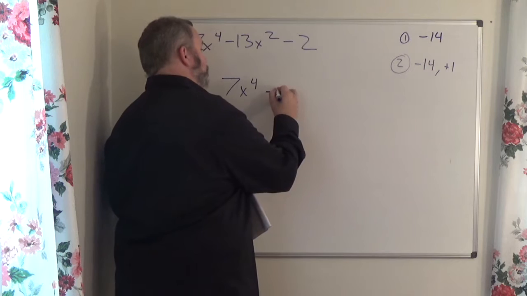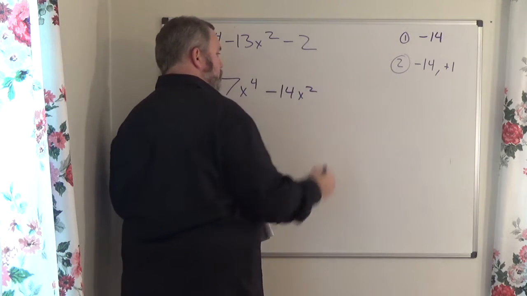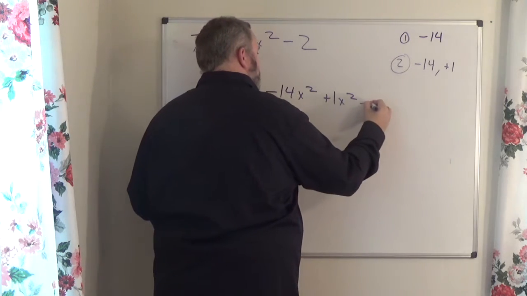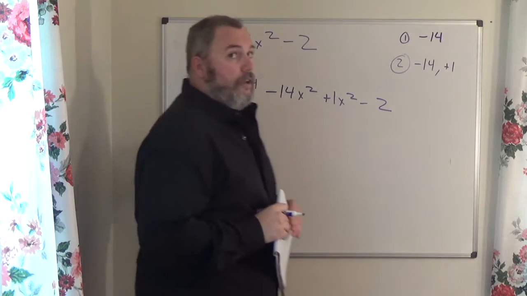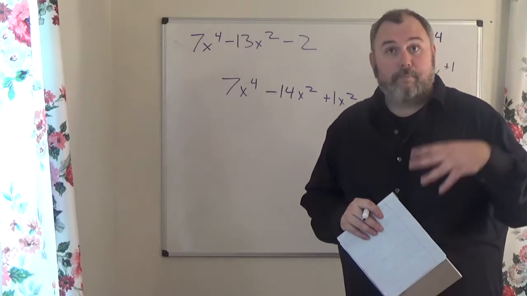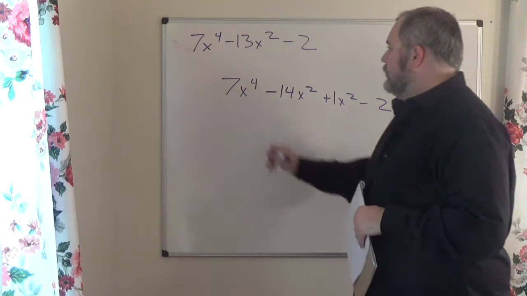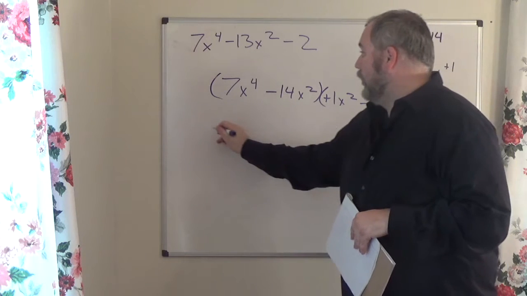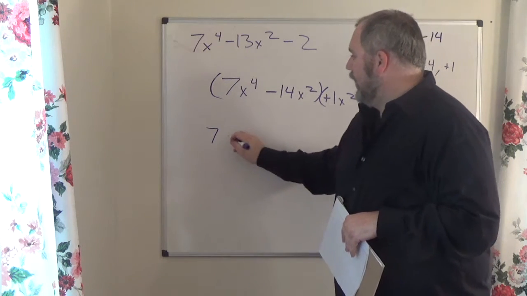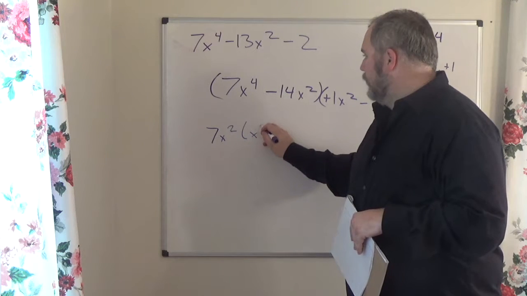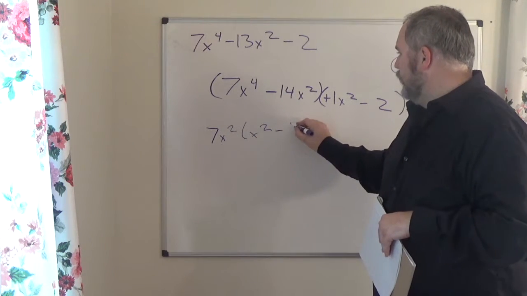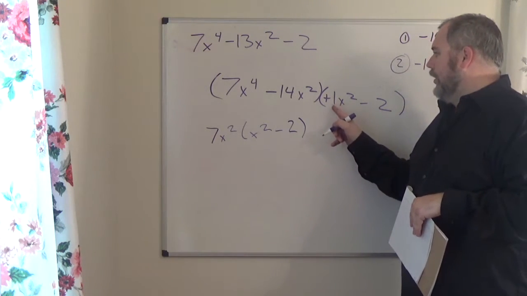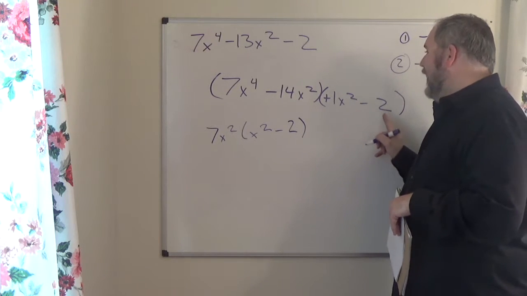So I'm going to actually put the minus 14 x squared here, and now I'm going to put the plus 1x squared minus 2. Okay, so I've done the two terms, and now I'm going to just do my normal thing, factoring by grouping. So, what can I factor out here? I know I can factor out a 7. I know I can factor out the x squared. That gives me x squared minus 2. Alright? Look at what we've got here. It says x plus 1x squared minus 2.